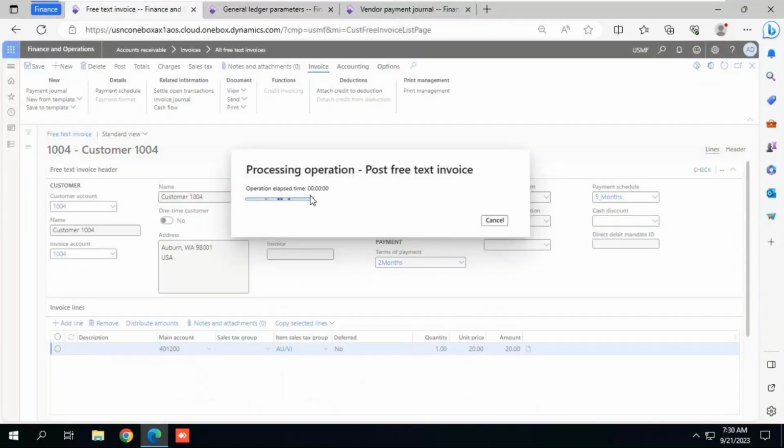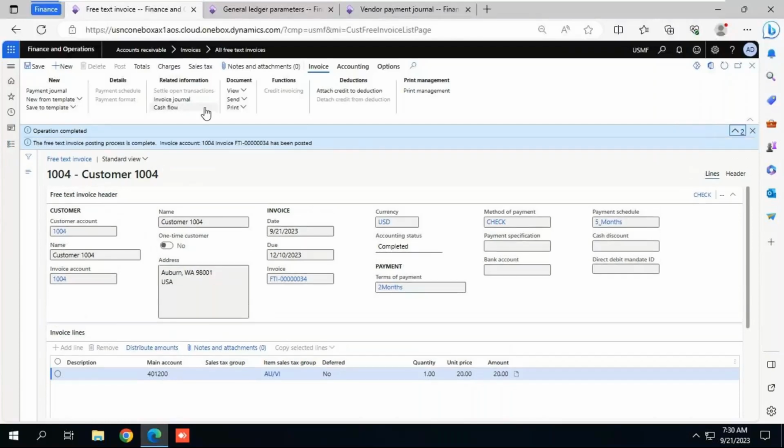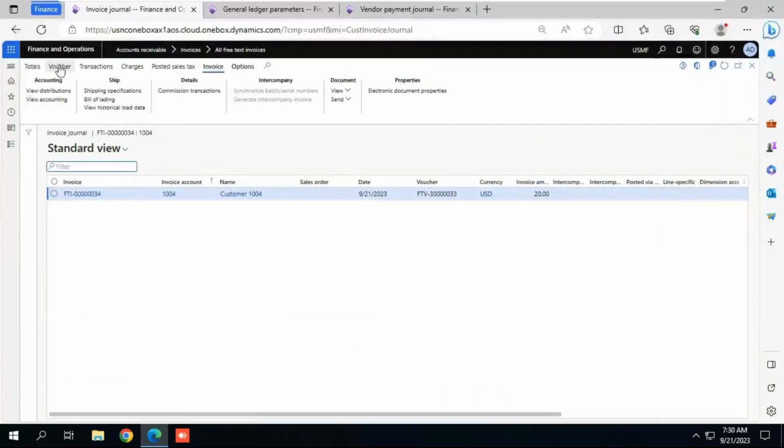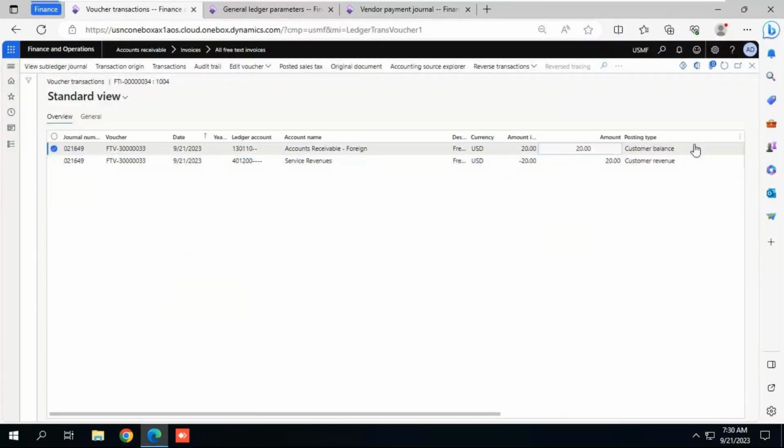Now it was posted without any errors. If you verify the voucher, you can click on invoice journal and voucher. It will show you customer balance will be debited. Customer account will be debited. So that's what it is.